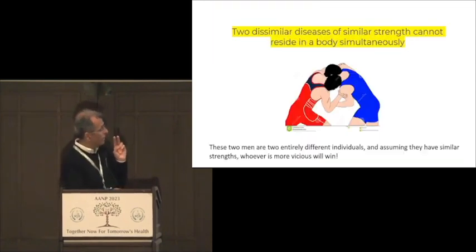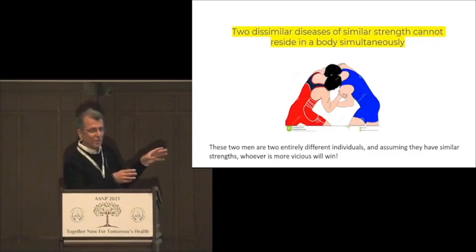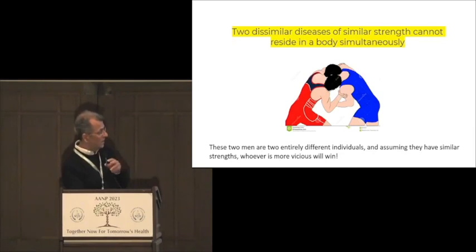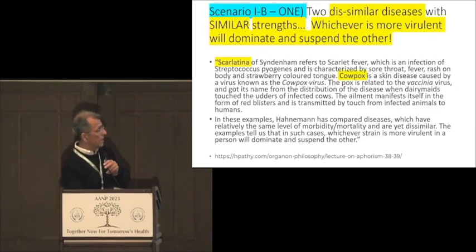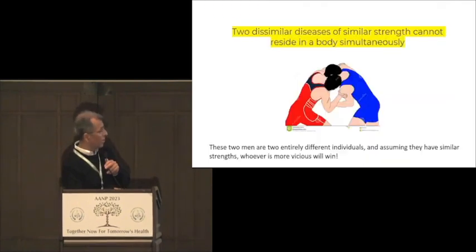According to the Organon, here, I came up with this picture, I thought it would help you guys. We have two people wrestling. They're different people, dressed in different colors. Let's assume they have similar strengths and the same skill level. Who is going to win? Probably the person who is more vicious, right? It's the same with viruses. If you have two dissimilar diseases with similar strengths, whichever is more virulent will dominate and suspend the other. There's an example of scarlatina and cowpox in the Organon.